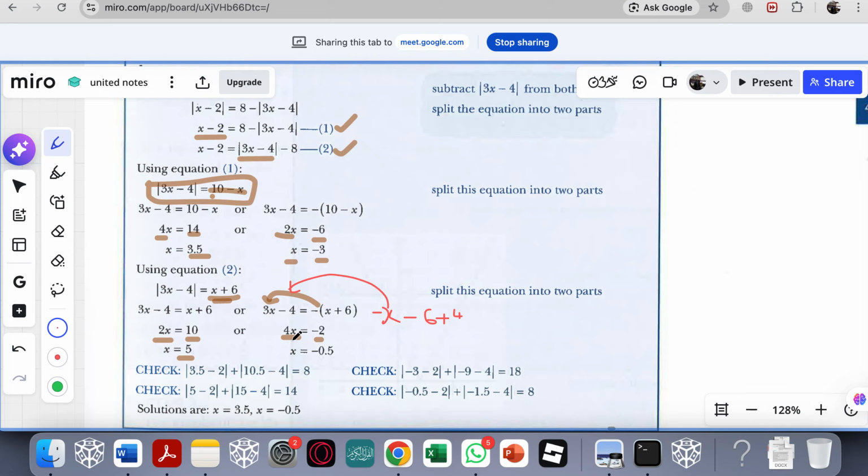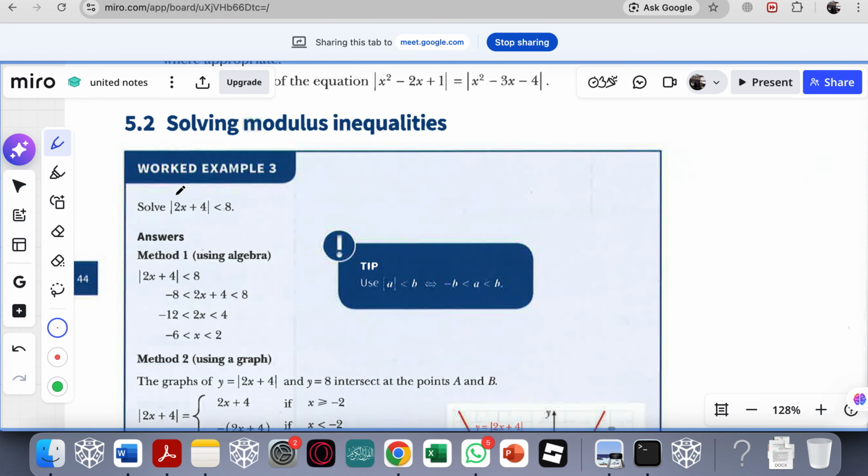And then negative 6, this one is now negative 6. This minus 4, when you check modulus inequalities. Now if you are given an inequality, how do you solve the modulus? You have the modulus of 2x plus 4 is less than 8.